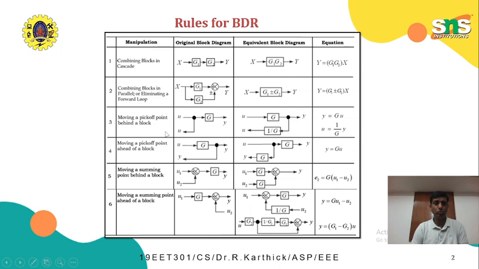The next important thing is moving a pickoff point behind a block. We call this a pickoff point or a branch point. Now we move it behind this block G. In this case, the transfer function in the feedback path has to be multiplied by 1 by G so that the output remains the same. And the next one is moving the branch point before or ahead of the block. Here the feedback transfer function is just multiplied by G. In the previous case it is 1 by G, and in this case it is just G. So even after the reduction, the output remains the same.